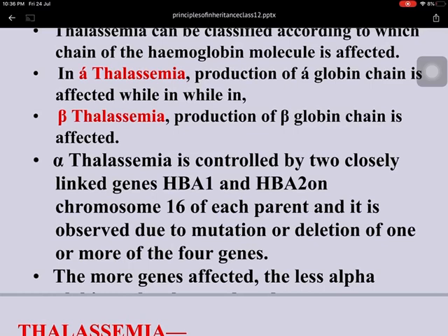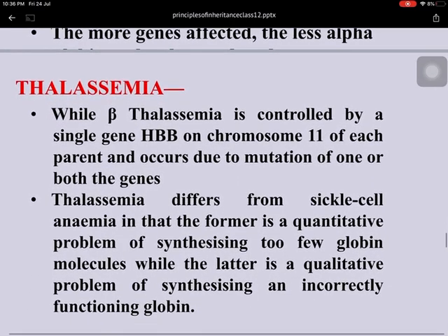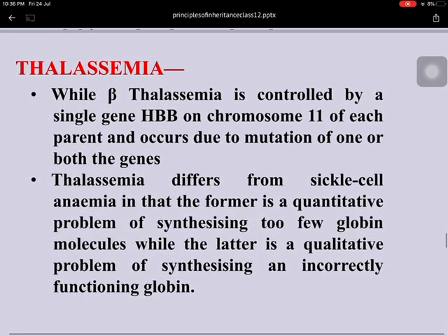So thalassemia. Now, beta thalassemia is controlled by a single gene, HBB. It is actually present on the 11th chromosome of each parent. If one or both of the genes are mutated, in this case what happens? The amount of beta chain is decreased and alpha chain is increased.